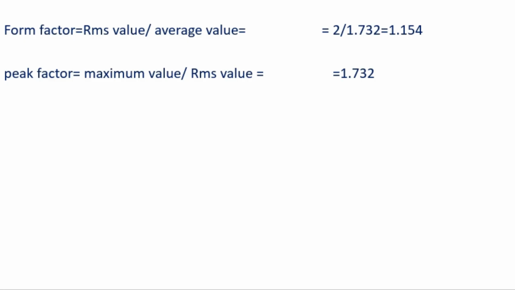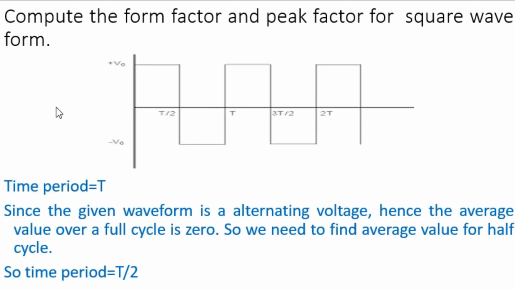Form factor equals RMS value by average value. The RMS value is Im by root 3 and the average value is Im by 2. Therefore Im will be cancelled, which equals 2 by 1.732, which equals 1.154. The peak factor is maximum value by RMS value. The maximum value is Im and the RMS value is Im by root 3. Im will be cancelled, which gives 1.732. These are the values of form factor and peak factor for a sawtooth waveform.